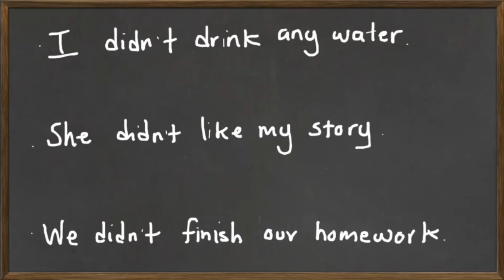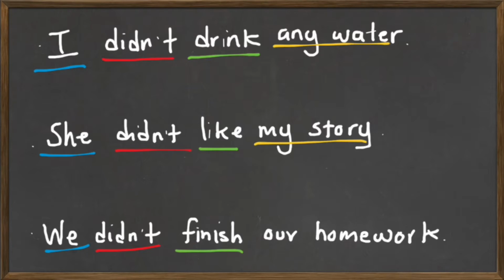Let's check the labeling here. Do we have a subject? Yes, we do. We have I, she, and we. Do we have an auxiliary in the negative form, which is didn't? Yes, we do. We have didn't, and we have didn't. Do we have a verb in simple form? Yes, we do. We have drink, like, and finish. Do we have a complement? Of course we do. We have any water, my story, and our homework. Time expressions. I don't see time expressions here, but in this case they were not necessary.